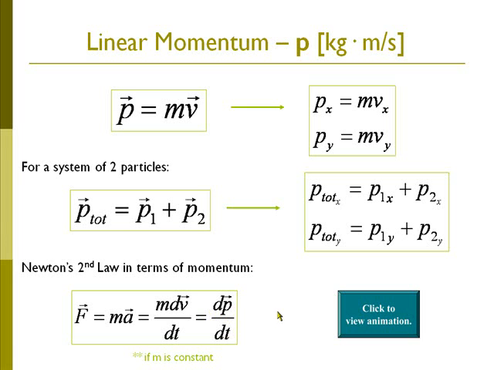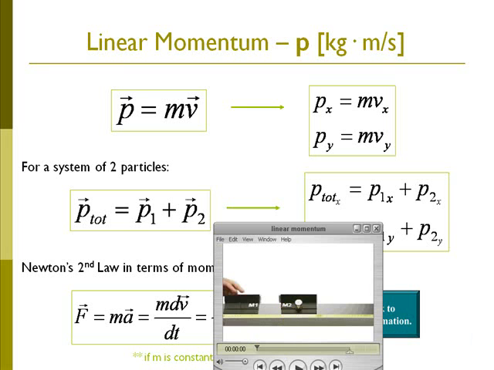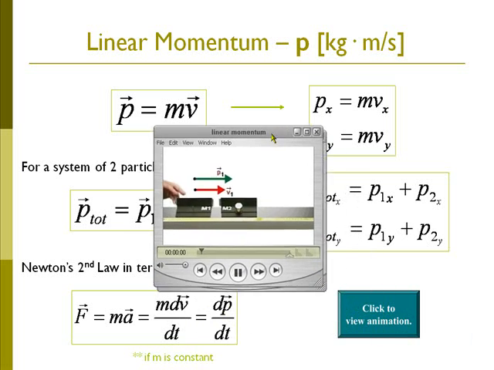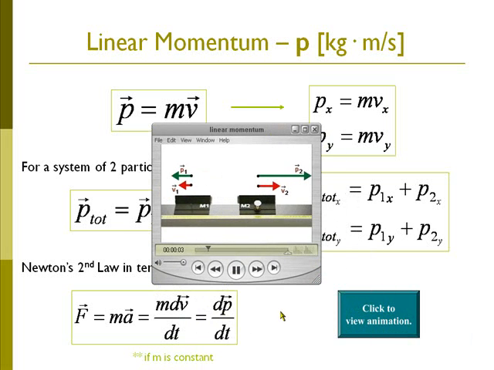Let's view an animation regarding momentum. When one mass collides with another mass that is twice as great, each bounces away from the collision. The vectors represent the products of the mass and velocity of each object. These products are the individual momenta of the 2 objects.